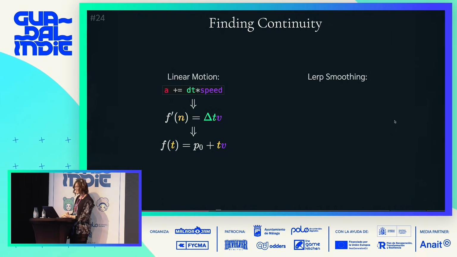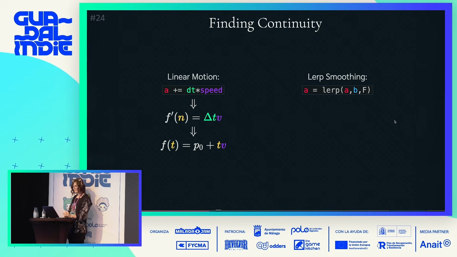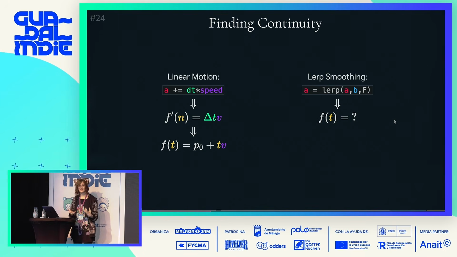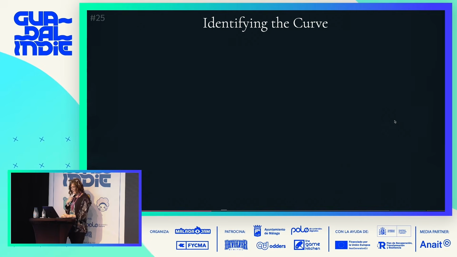But for Lerp smoothing, it gets a little bit more complicated because we're starting out with this weird function where we're just assigning to one of the values that we're using in the function itself, and it feels like this Ouroboros situation. So how do we go from Lerp smoothing to a continuous function over time? That's the challenge now. OK, so how do we identify this?